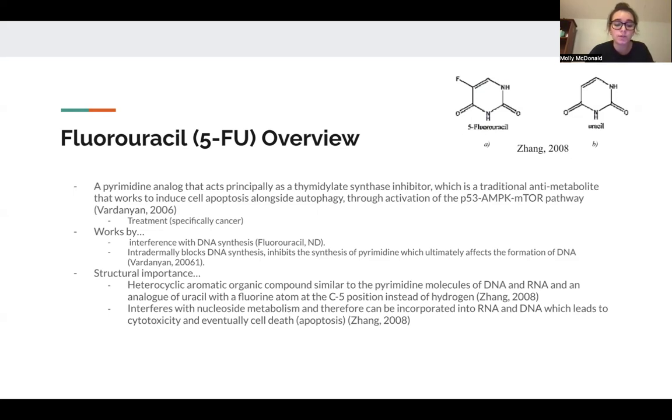Due to such, it interferes with nucleoside metabolism and therefore can be incorporated into RNA and DNA, which leads to cytotoxicity and eventually cell death. And above, I included the structures of fluorouracil and uracil, where you can see the difference.